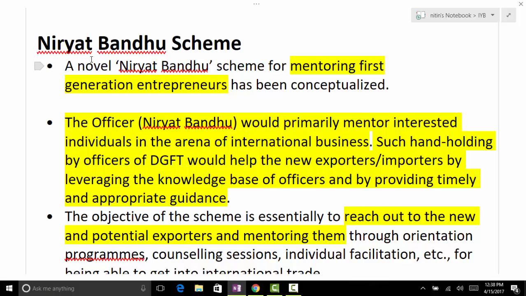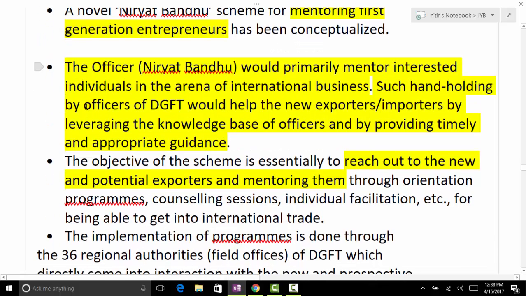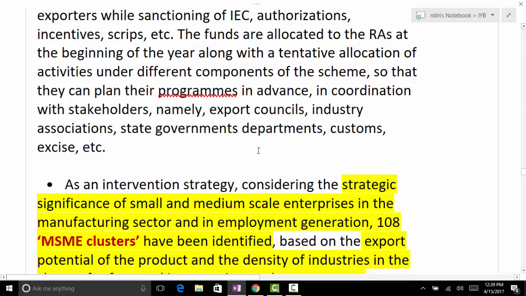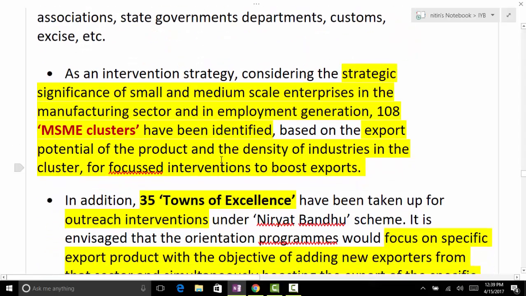So it is going to mentor interested individuals in the arena of international business. These are officers of DGFT. So they would help the new importers and exporters by leveraging the knowledge base of officers and providing timely, appropriate guidance. So I believe you understand what this will do.